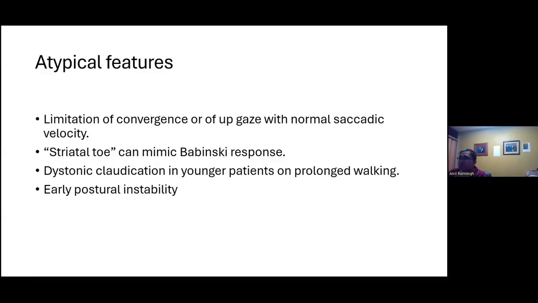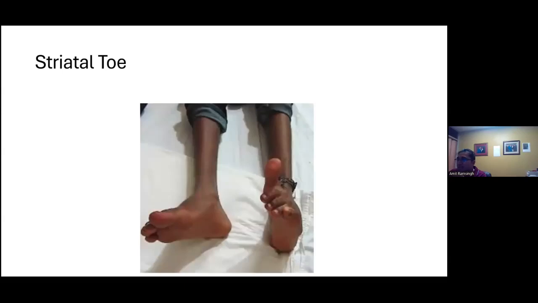We also have dystonic claudication in younger patients on prolonged walking, meaning that the muscles begin to contract uncontrollably, and it could be mistaken for vascular claudication, as well as early postural instability in some cases. This is just an example of what I was talking about with respect to the striatal toe.